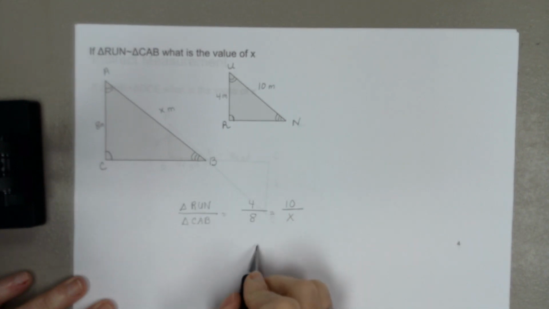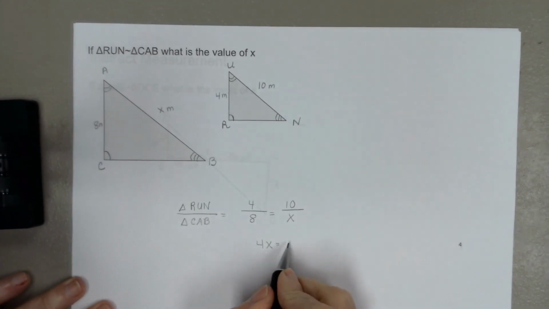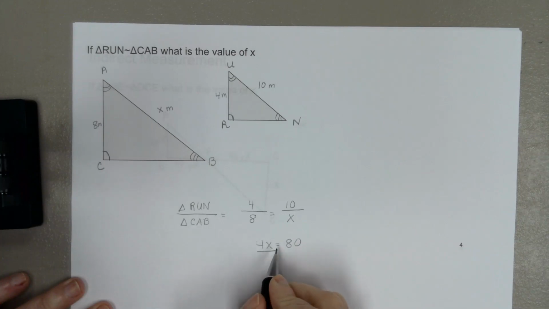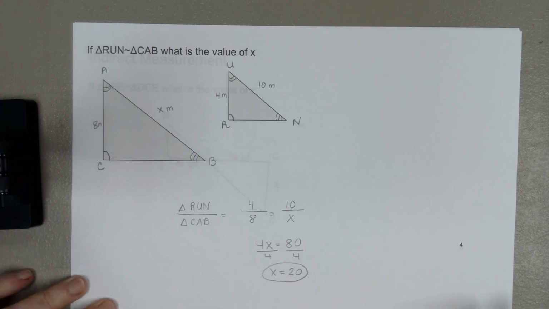And then I cross product. So I have 4x is equal to 80. I'm going to divide by 4, and I'm going to get x equals 20. Okay.